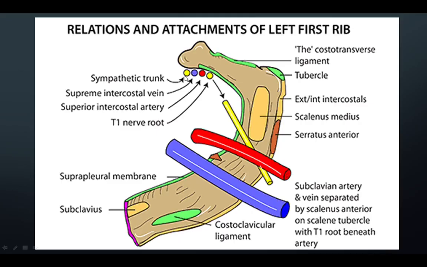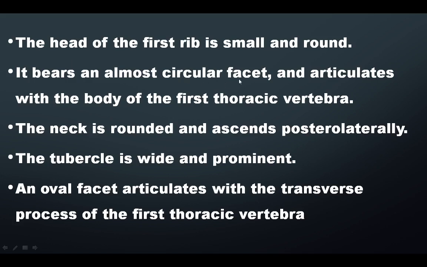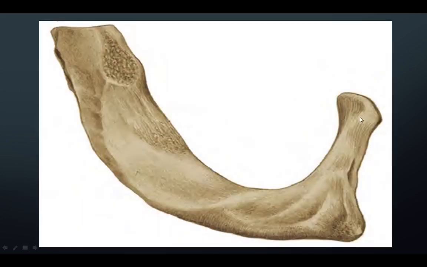Then it bears an almost circular facet and articulates with the body of the first thoracic vertebra. So the first rib articulates with only one thoracic vertebra, which is the first thoracic vertebra. And the neck is rounded and ascends posterolaterally. So the neck ascends from the head towards the posterior direction, and the tubercle is wide and prominent. You can see the tubercle here. It's very wide. It is very prominent. In the rest of the ribs, the tubercles are not that prominent. So you can see that it is very wide and very prominent.